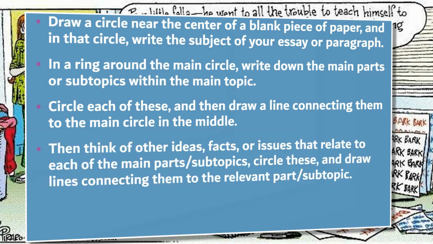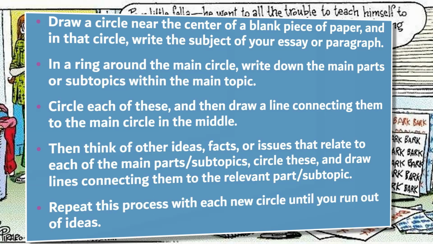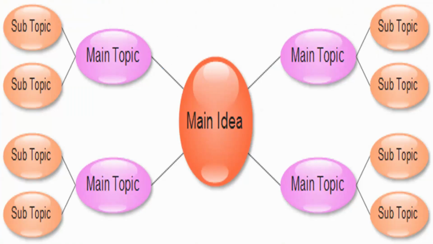Think of other ideas, facts, or issues that relate to each of the subparts. Circle them and draw lines connecting them to the relevant subpart. Repeat this process until you run out of ideas. And what this is going to allow you to do is to put together a map, a visual map on how everything fits together. This is a straightforward picture of it, but the connections probably are going to get a little bit more complex than this. You might find out that this subtopic over here really ties to this subtopic down here. So then you'd have to draw a line connecting them.